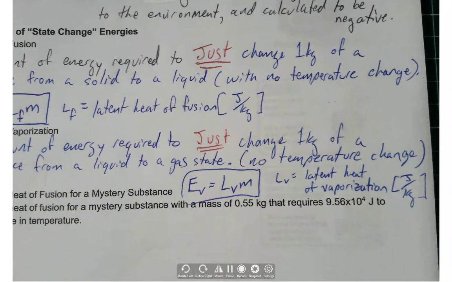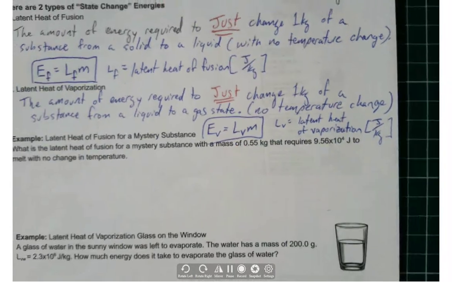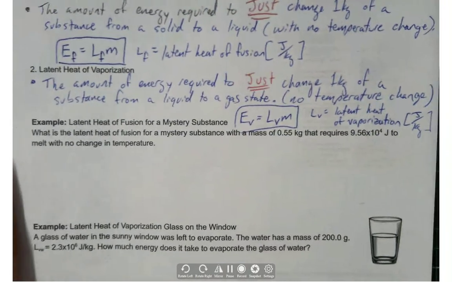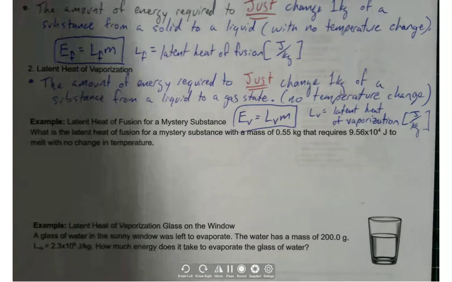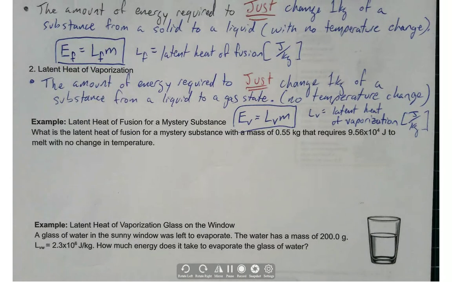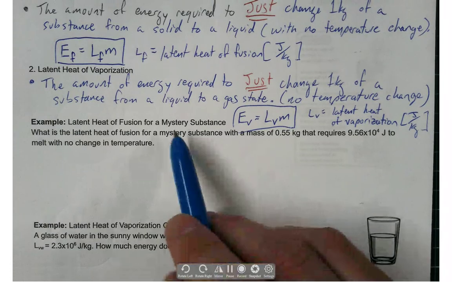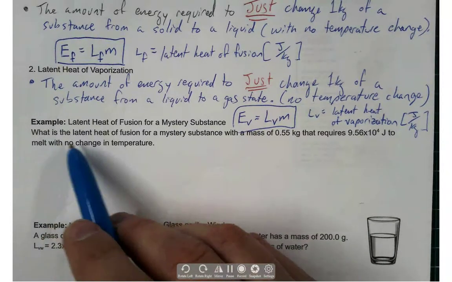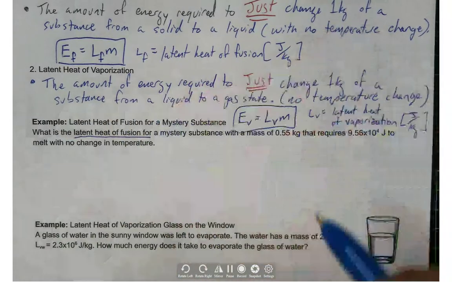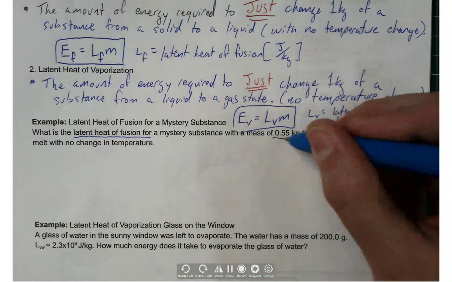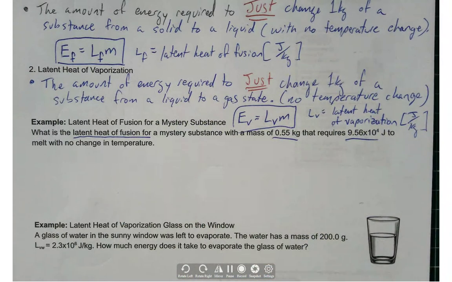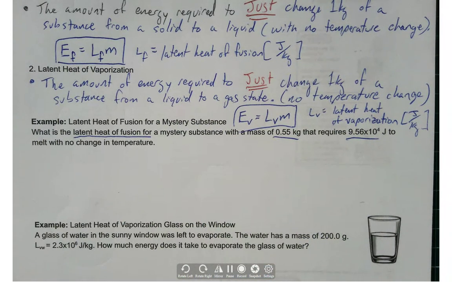All right. So I want to take a look at an example here. Zoom out so I can capture the whole thing. I want to take a look at a latent heat of fusion for some mystery substance. I don't even know what this mystery substance is. What's the latent heat of fusion for a mystery substance? So I'll underline latent heat of fusion so I know what I'm dealing with: a mass of 0.55 kilograms that requires 9.56 times 10 to the power of 4 joules to melt it with no change in temperature.